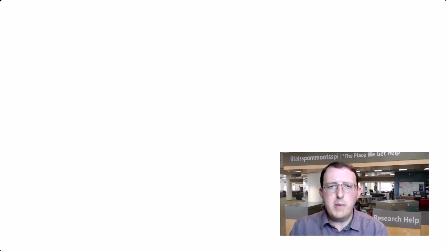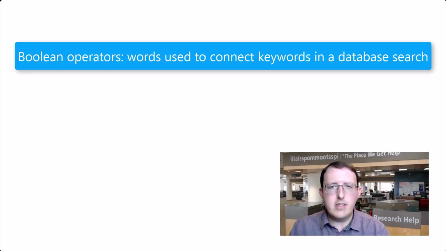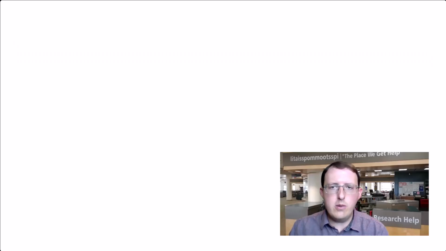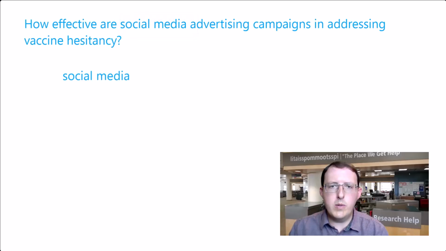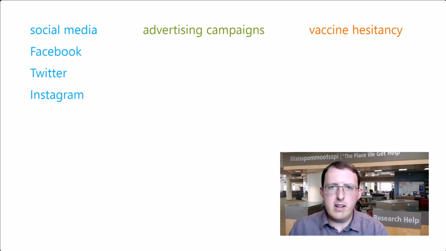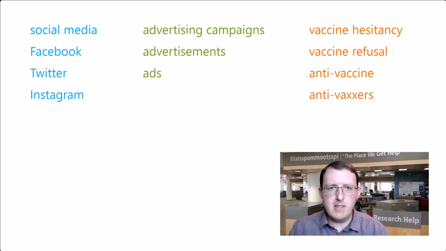In this video, we'll be looking at Boolean operators, the small but very important words that are used to connect keywords in a database search. In another video, we talked about identifying keywords by pulling core concepts out of a research topic and listing synonymous and like terms for each of those concepts, as shown in this table. But how do we enter these terms in a database?